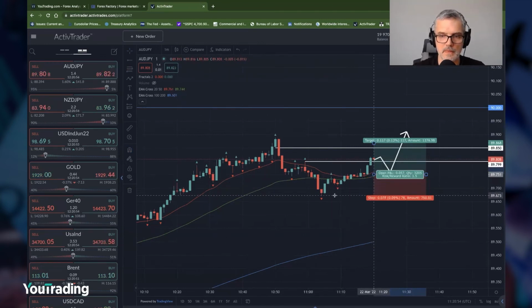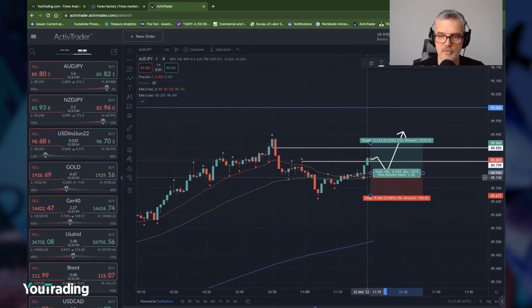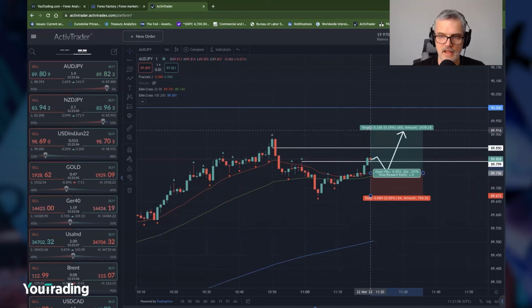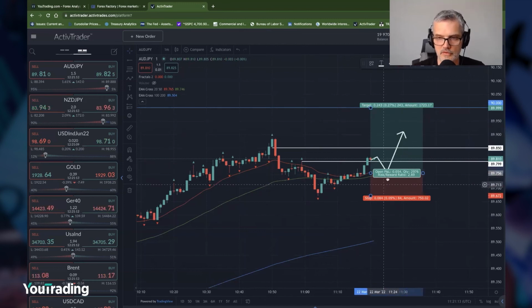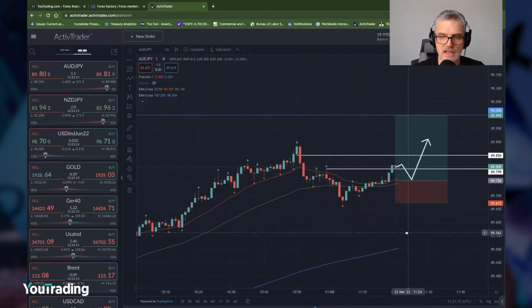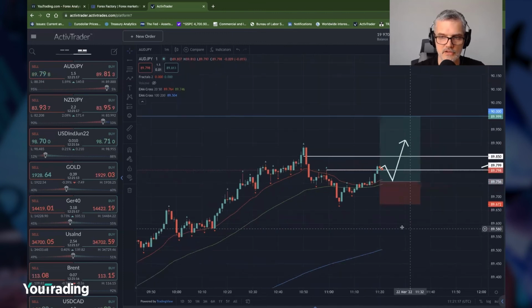So your stop loss would go below the nearest swing low. Open would be at a retest of the 89.75 level. And then your target would be the 90, assuming that we haven't already been there, which would give us a risk reward of 2.89. So that's good. And that would be a relatively good scalp.